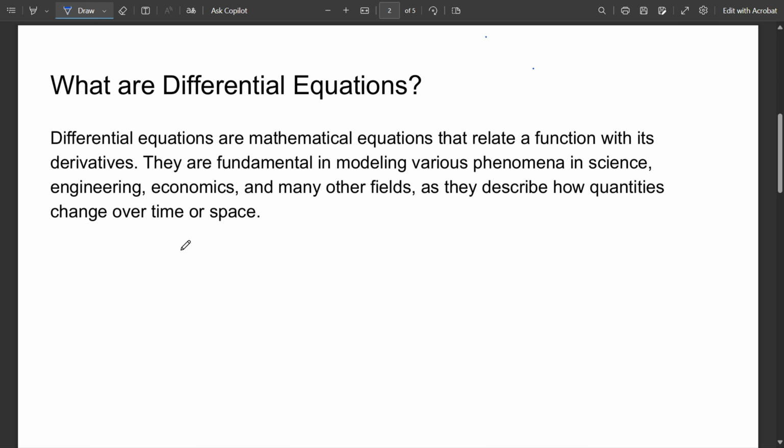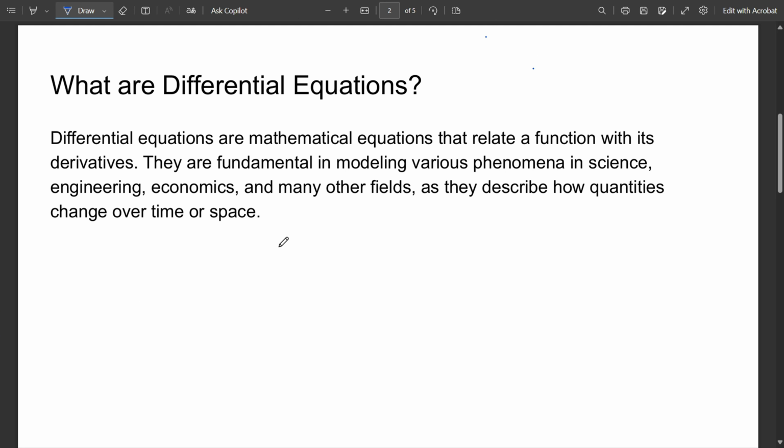So let's get started. So what are differential equations? Differential equations are mathematical equations that relate a function with its derivatives. They are fundamental in modeling various phenomena in science, engineering, economics, and many other fields, as they describe how quantities change over time or space. So in simpler terms, it's an equation that involves a function and how that function changes, its rate of change. This rate of change is represented by its derivatives.